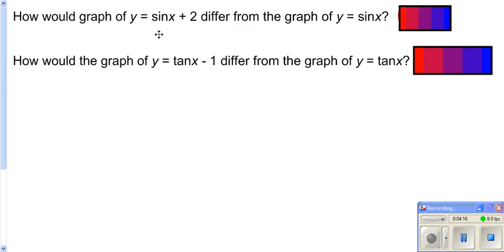Now, you should remember that if you add or subtract after your function, all that does is move it up or down. In this case, when you're looking at the sine of x plus 2, that's going to be just shifted up 2. So this tangent of x, all with a minus 1, would just be 1 unit down.